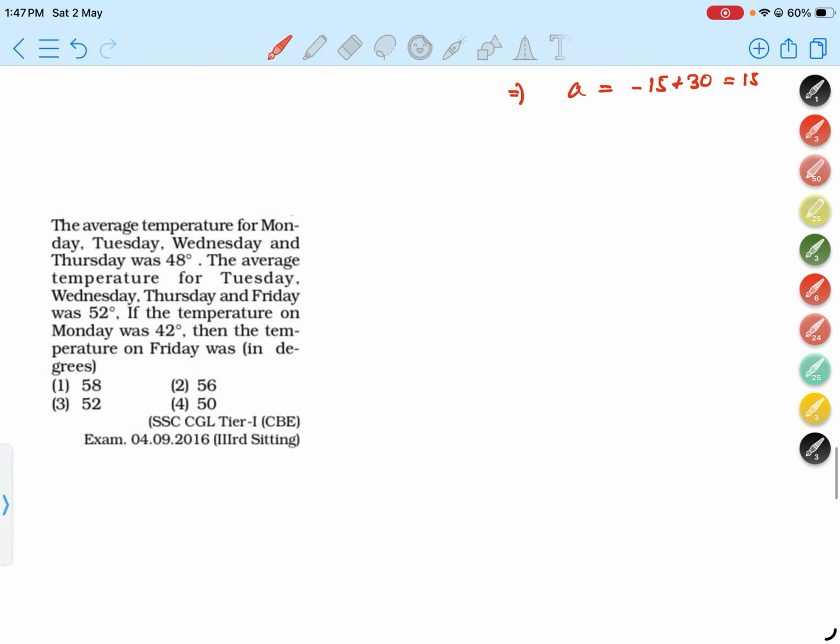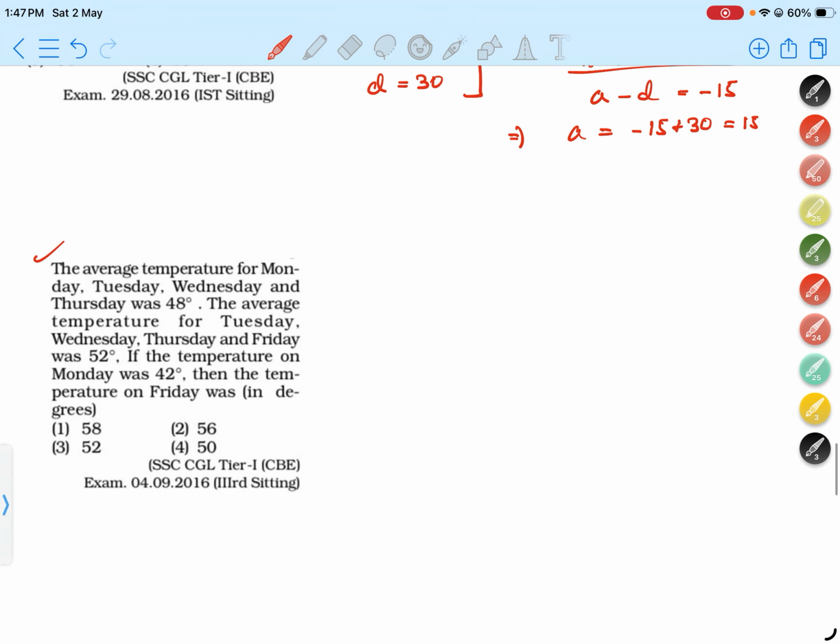So yes, let us move on to the next question over here, which is similar to the above one. Here we are given that the temperature for Monday, Tuesday, Wednesday, Thursday on average, that is if we divide by 4, we get 48. So the sum we will be getting as 192.